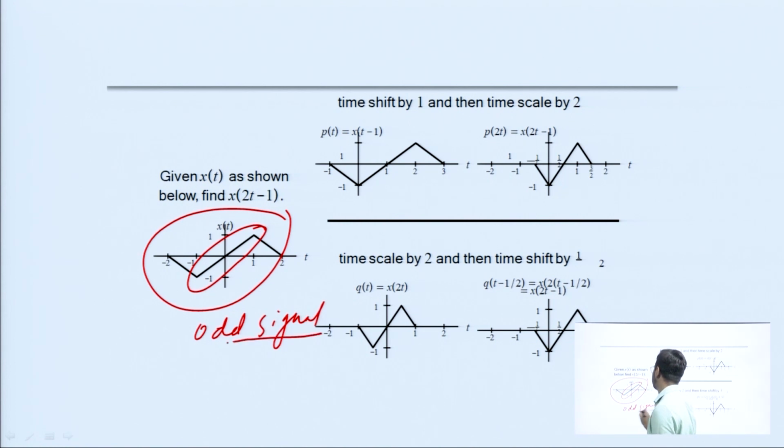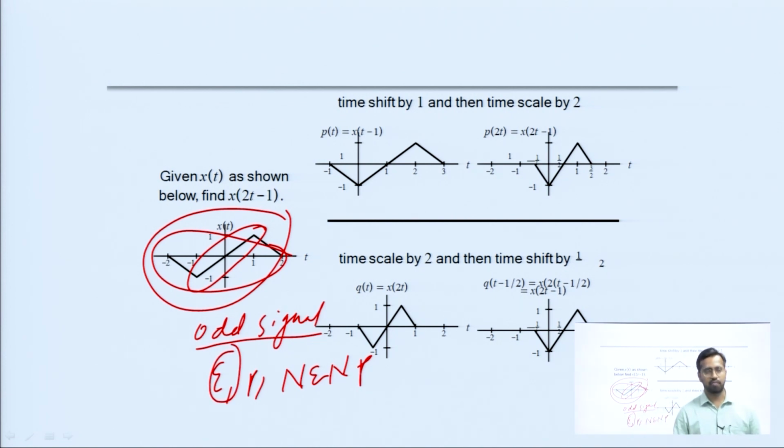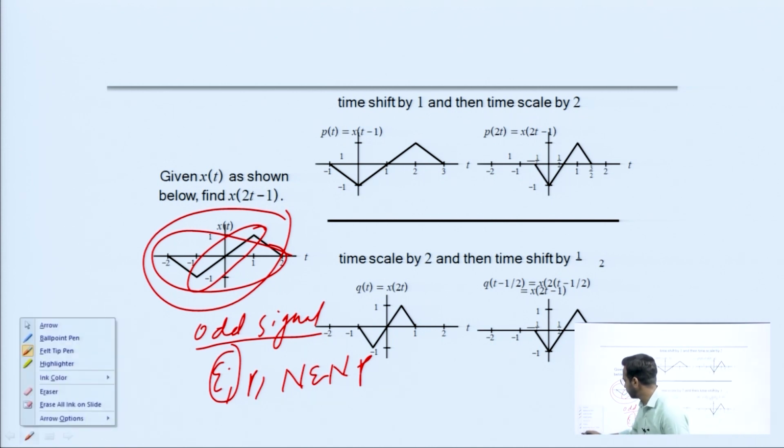Also if I ask what the type of signal is, whether it is an energy signal, a power signal, or neither energy nor power signal, what can you say? Since this signal has a finite duration, it comes under the category of energy signal. Any signal which has a finite duration or finite amplitude will come in the category of energy signal. So this is an example of an odd and energy signal.